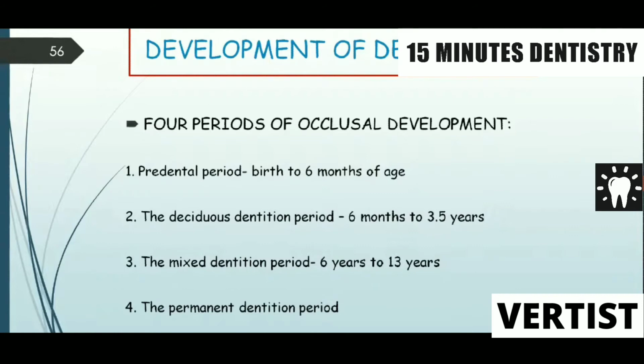You have the deciduous dentition, which is from 6 months to 3.5 years till all your deciduous teeth have erupted. You have a mixed dentition, which starts from the eruption of your first permanent tooth at the age of 6 to the 13 years or 14 years, and you have the permanent dentition period.